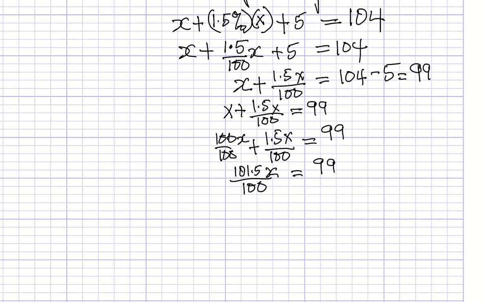So you multiply both sides, I mean you cross multiply. If you put 1 here and cross multiply, you have 101.5x equals 99 times 100. That would be the same thing as 99, you just add 2 zeros.